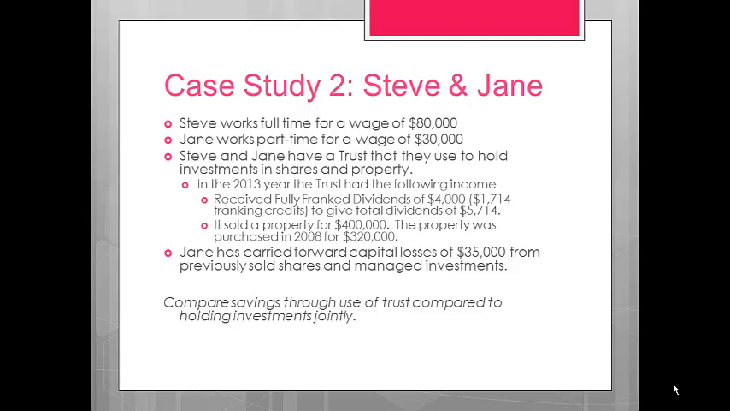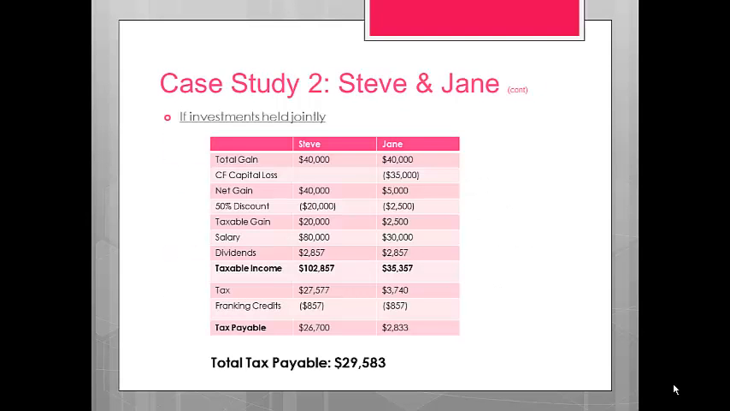So we'll just compare the savings again through holding the investments in joint names or holding them in a trust. If we held the investments jointly, they'd each get half of that total capital gain on that property sale, so $40,000 each. Jane would have $35,000 of her carried forward losses, so her net gain gets reduced down to $5,000. They then get a 50% discount because they've held the property for more than 12 months. So Steve would get a $20,000 discount and Jane $2,500. So their actual taxable gain together would be $22,500.